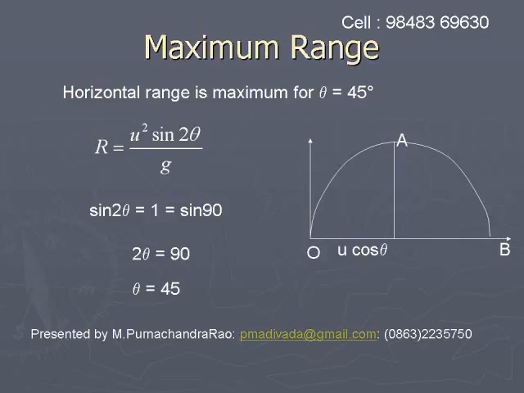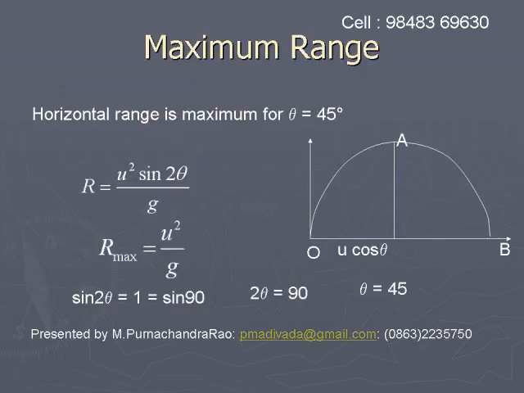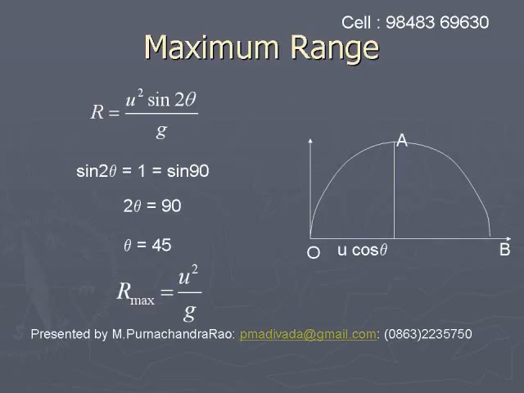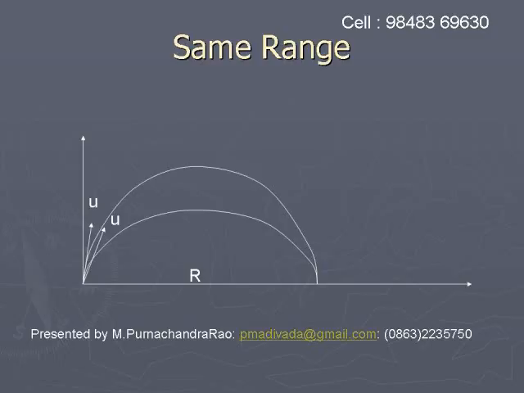So, theta is equal to 45. So, for an angle of projection theta equal to 45 degrees, the range is maximum. The horizontal range is maximum when theta is equal to 45 degrees. The relation for maximum range: R maximum is equal to u square by g, since sin 2 theta becomes 1.